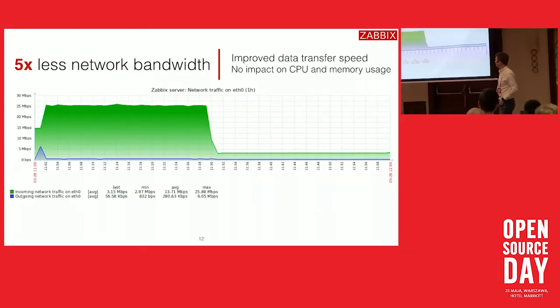And we did some testing in our test lab. And this is the situation with bandwidth before compression. So there is no compression until this moment. And here is compression. So as you can see, it's about 5 times less traffic. So this is really, really nice.